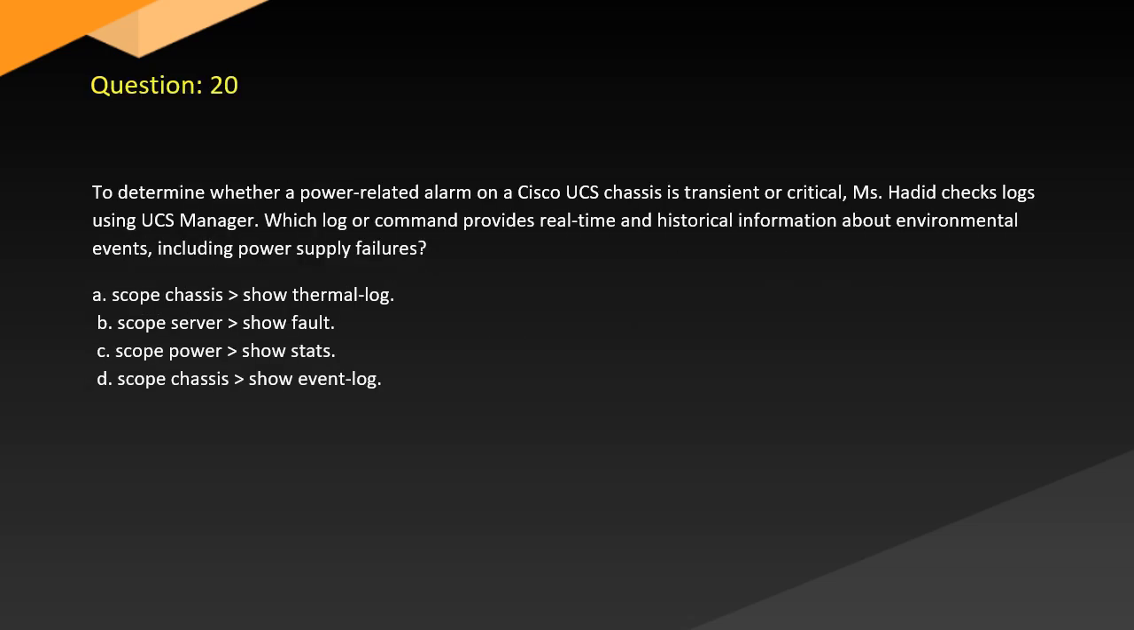Question 20. To determine whether a power-related alarm on a Cisco UCS chassis is transient or critical, Mr. Hart checks logs using UCS Manager. Which log or command provides real-time and historical information about environmental events, including power supply failures? A. scope chassis, show thermal log. B. scope server, show fault. C. scope power, show stats. D. scope chassis, show event log.